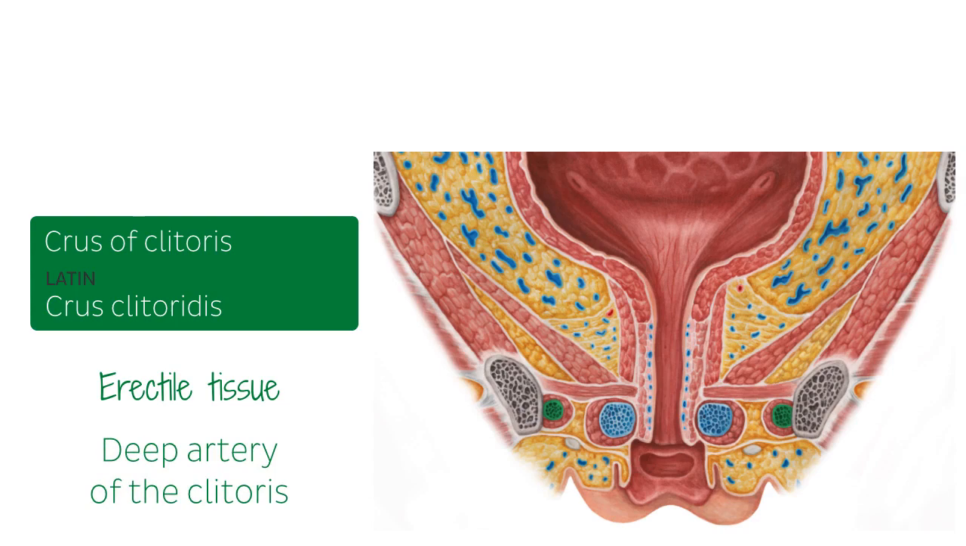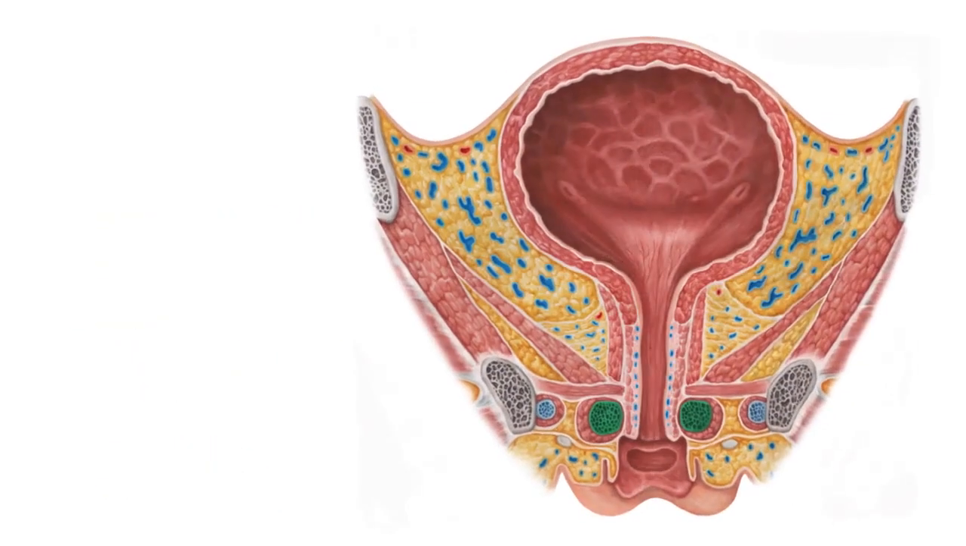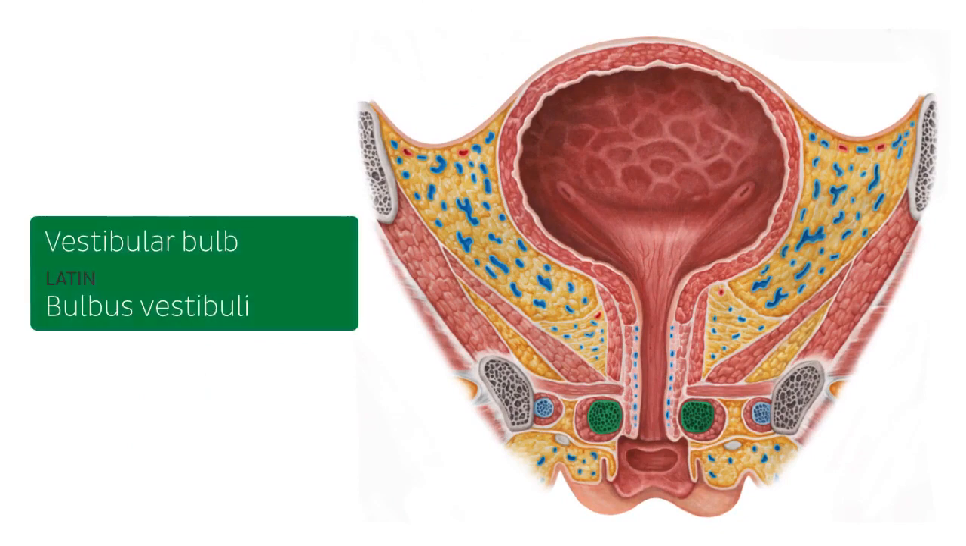The next structure we're going to be highlighting here is known as the vestibular bulb. Now, the vestibular bulbs are located near the clitoral body, the crus, the urethra, the urethral sponge, and the vagina, and are found on the left and right sides, primarily at the root of the labia majora.